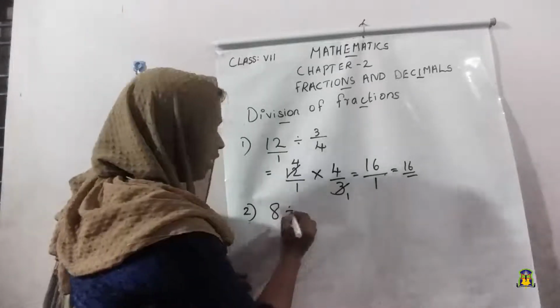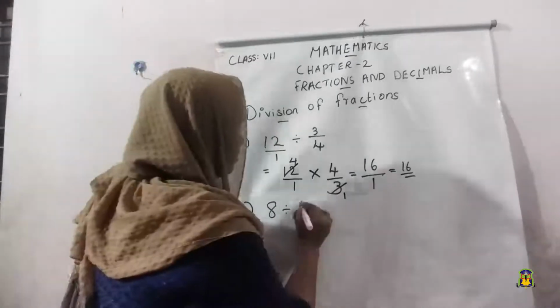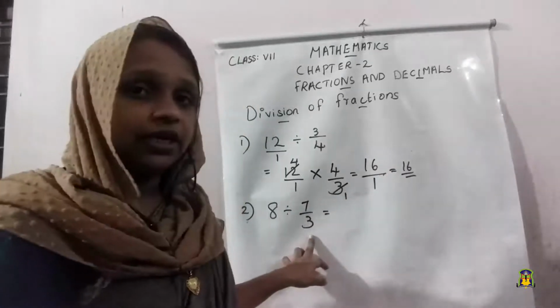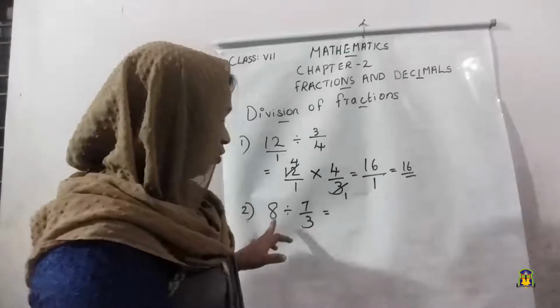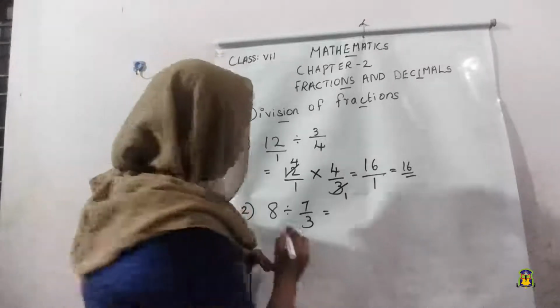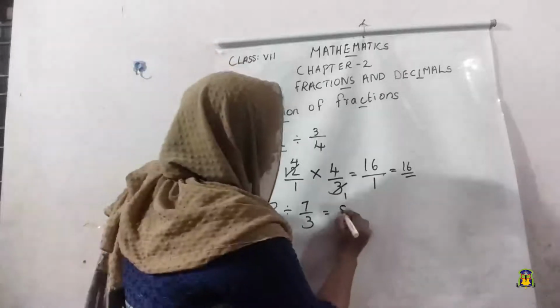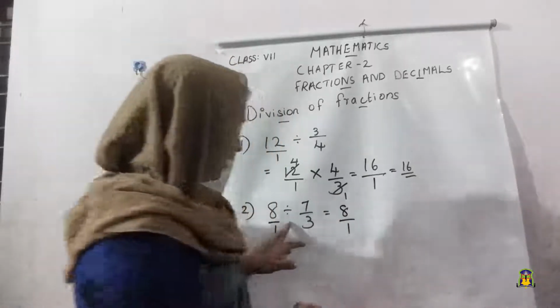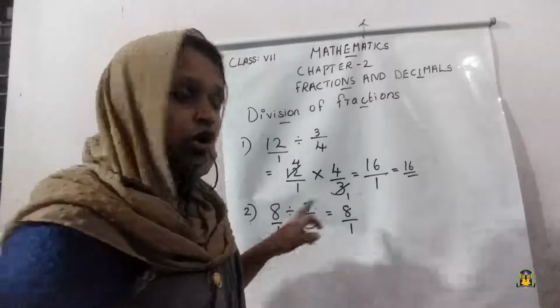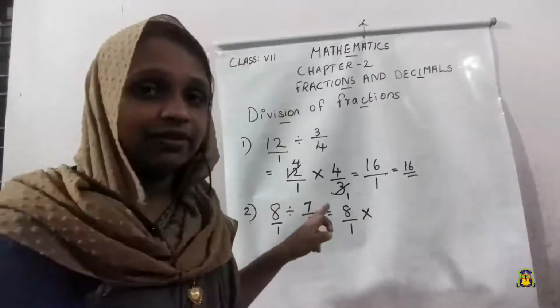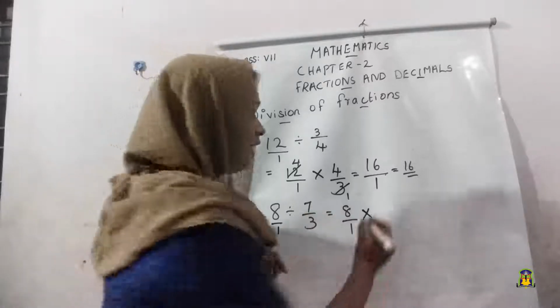8 divided by 7 by 3. So in that, we know 8 means 8 by 1. Then, division changed to multiplication. Then we want to take the reciprocal of 7 by 3. Reciprocal of 7 by 3 is 3 by 7.